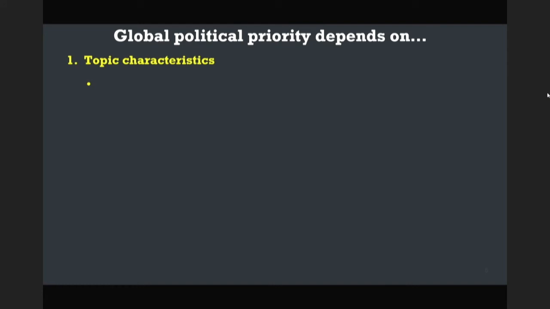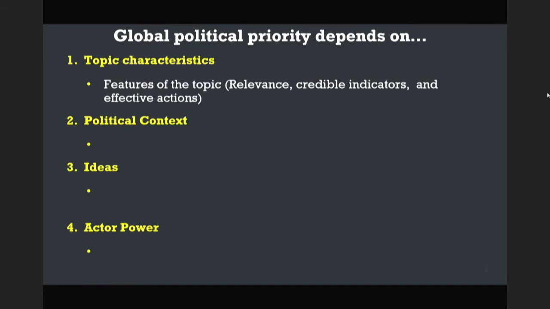First of all, the topic characteristics. Secondly, the political context in which we are. Thirdly, the ideas. And fourthly, the actors' power. Let me go briefly to each one of those. In terms of topic characteristics, what is meant is really the features of the topic. In terms of disability inclusion, first, what is the relevance of the topic? Do we have credible indicators to assess that we are making progress? And do we know what the effective actions are to move there?